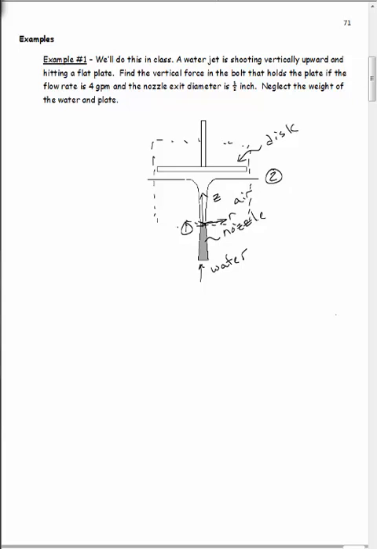Okay, so let's look at the question. Here's our control volume. Water jet shooting vertically upward, hitting a flat plate. It's a disc flat plate. Find the vertical force in the bolt that holds the plate. Another thing you want to do when you draw your control volume is, if you're trying to find a force in this bolt, make sure your control volume cuts through that bolt.